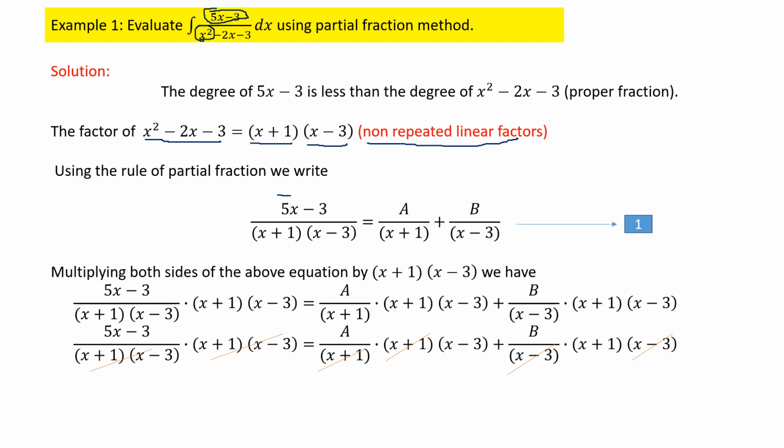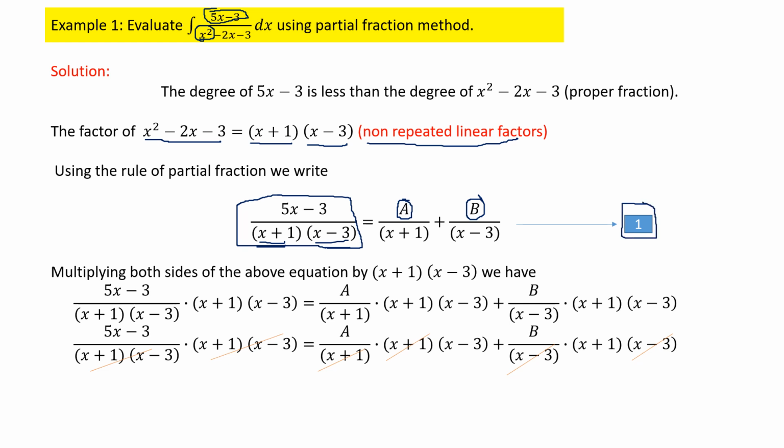So we write the problem 5x minus 3 over x plus 1 times x minus 3. Since I have two linear factors x plus 1 and x minus 3, let me introduce two values a and b. So how do I write the partial fraction? A over x plus 1 plus b over x minus 3. Let us name this as my equation number 1.